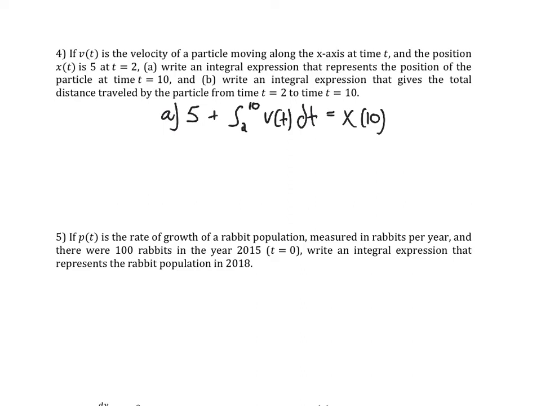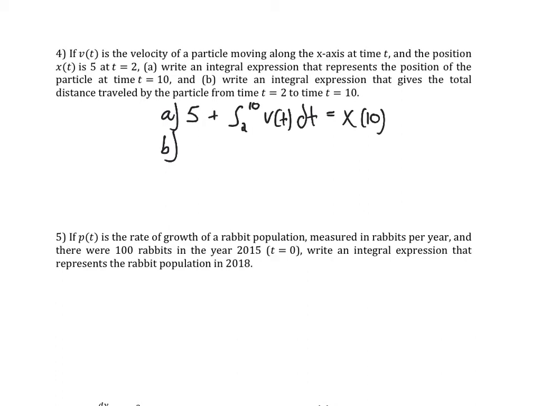And then write an integral expression that gives the total distance traveled by the particle from times t equals 2 to t equals 10. Well, total distance traveled means, again, I'm not looking for the displacement or change in position. For example, if I start at 0 and the particle goes 3 feet to the right and then 3 feet back to the left, its change in position is 0, but its total distance covered is 6, right?